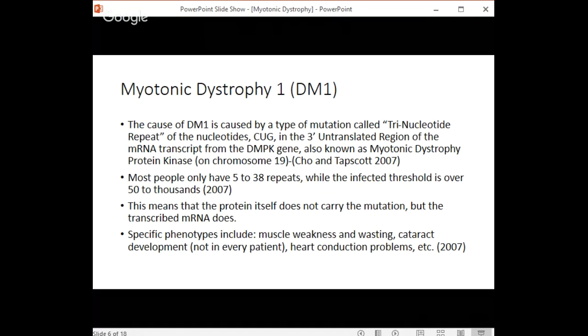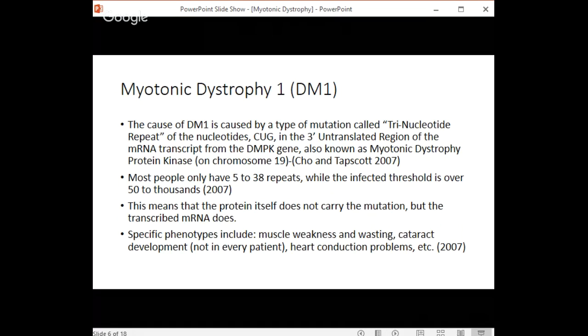So it doesn't mean that the protein has the mutation. The protein doesn't have the mutation. It's in the untranslated region of mRNA prior to translation. And knowing this class, it's taught a lot about the regulation of translation and transcription and such. So it definitely plays a role in how this all works.